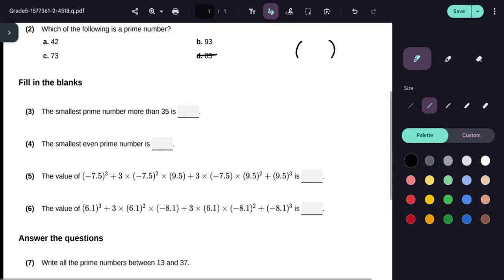Back to this question again. B we also know is out because 93 has what? 1 times 93, 3 times 31. So B is out also because it also has two factors.